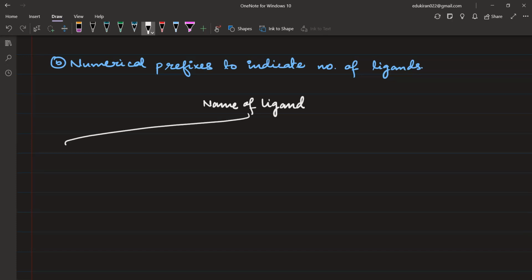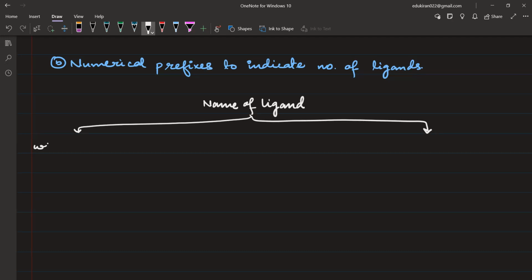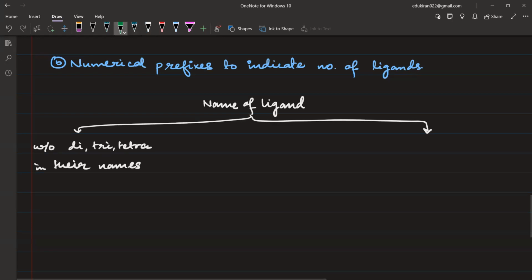Names of ligands can be categorized into 2 different categories. There are certain names of ligands which are without any words such as di, tri, tetra in their names. Okay, there are certain ligands which are without di, tri, tetra. ये सारे नाम ligand के अंदर नहीं है, इनको in their names. We'll call these simple ligands. क्या बोलेंगे हम ऐसे ligand को? Simple ligands.